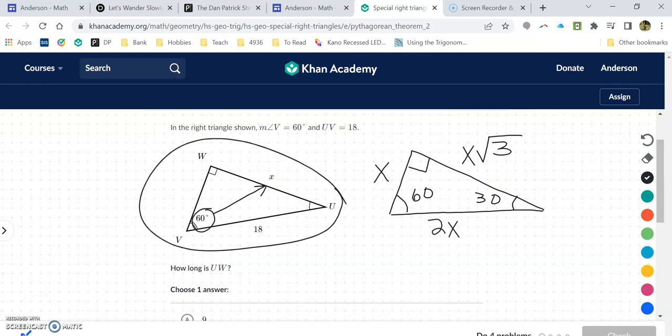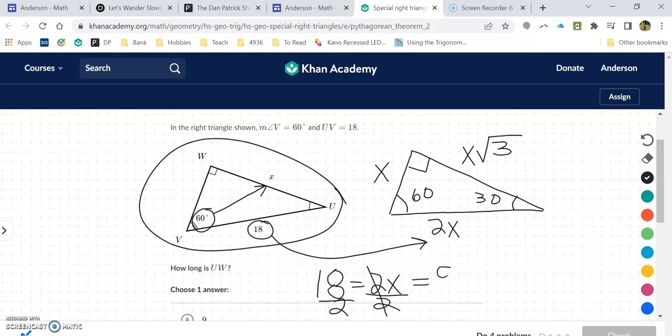Now looking at my main triangle, you see it's matched up. We see this 18 right here. This 18 we're going to set equal to 2x, and we're going to solve for x. 18 equals 2x. We divide both sides by 2. I'm running out of space. There we go. Those cancel off. 18 over 2 is 9. So 9 equals x.